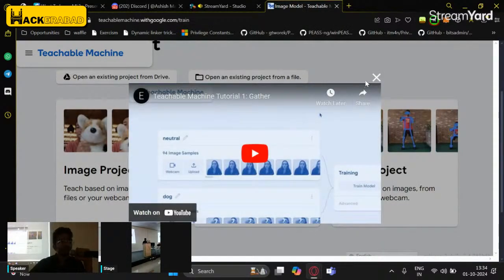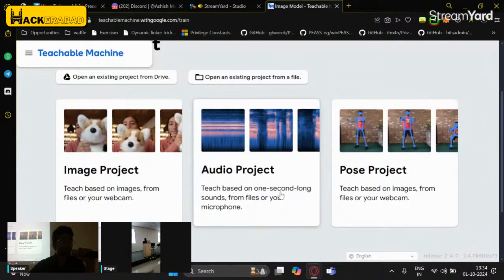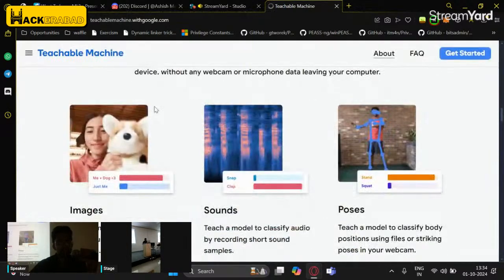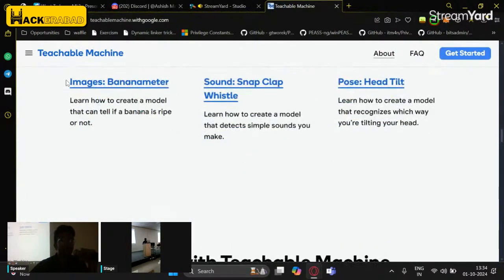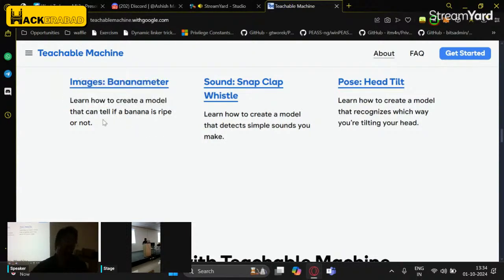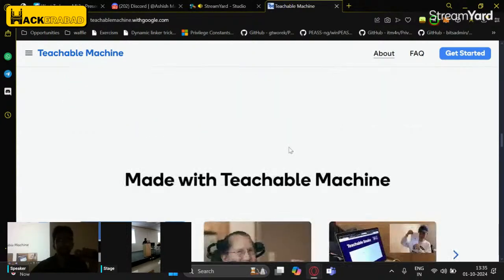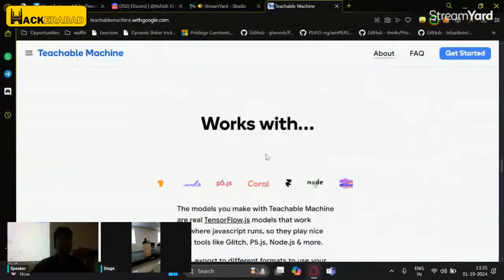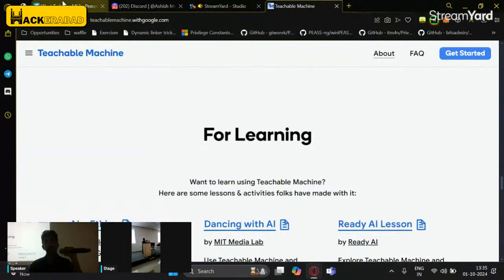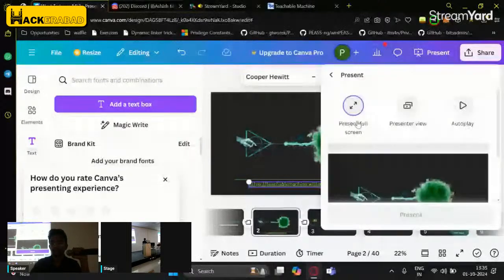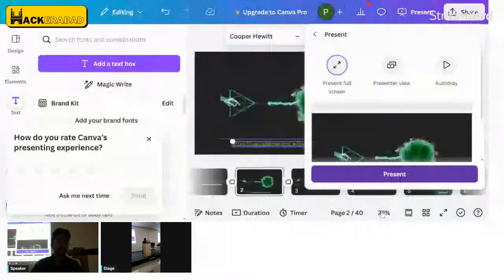Well, we used an image project over here. We can use audio project and pose project, and we can also do other things. We have a simple tutorial on how to identify if a banana is ripe or not, and to find if a person is clapping or not. And there are many other things that you can check out over here. Now we'll go into the actual topic.